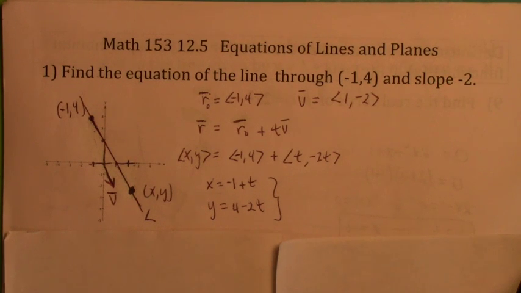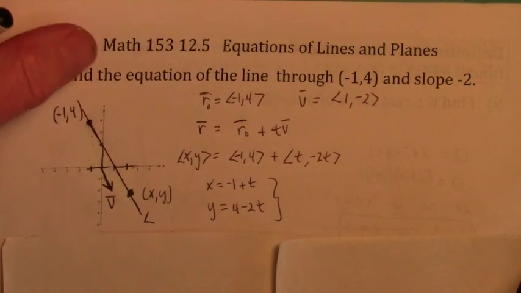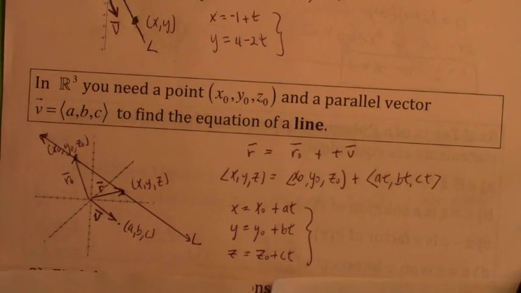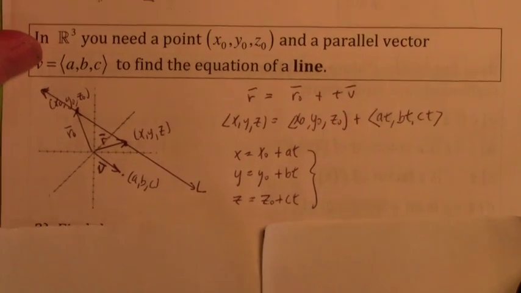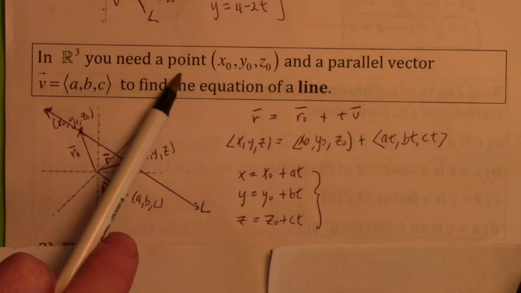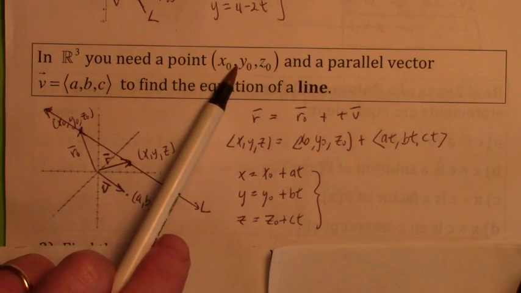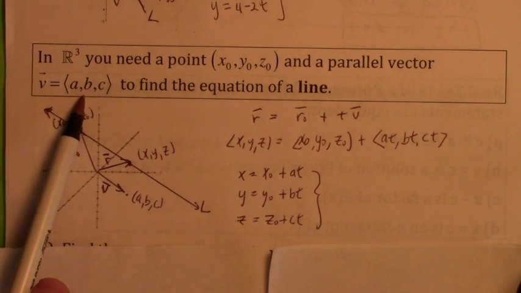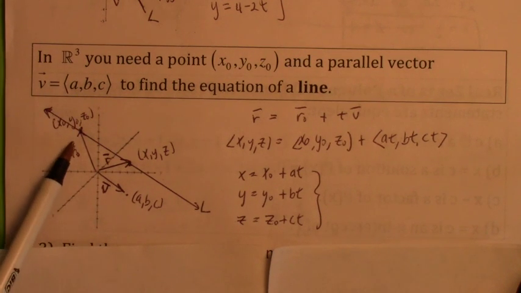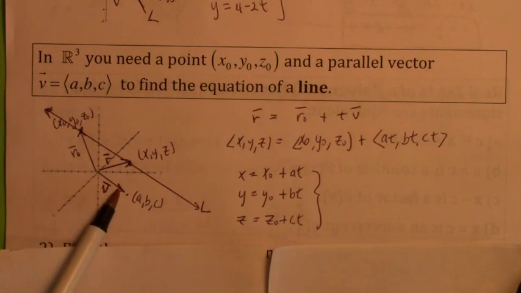That might be a strange way to think about it, but if you apply that same idea to R3, that's how we're going to do it. So here we go. If you have to find the equation of a line in R3, the parametric equations, I should say, you need a point and you need to know the parallel vector or direction vector. Suppose we start at a point (x0, y0, z0), and suppose our line has direction vector v. So here's v over here.